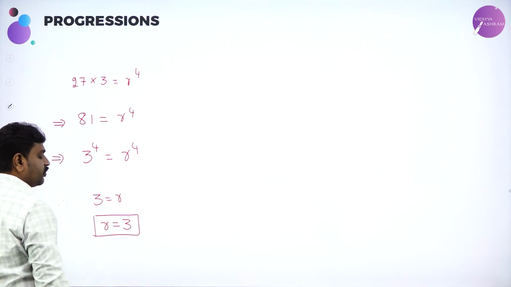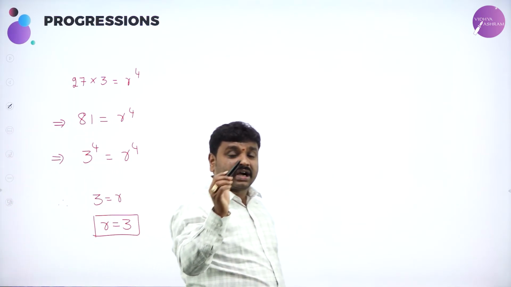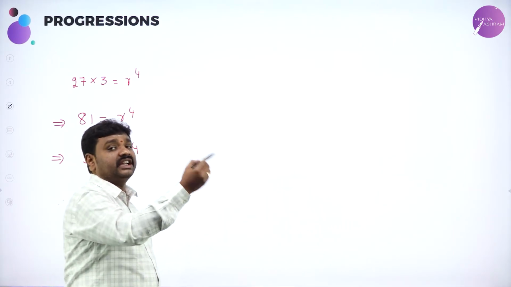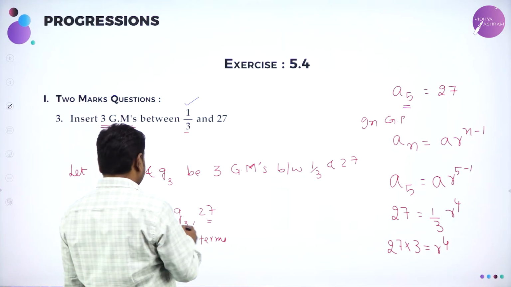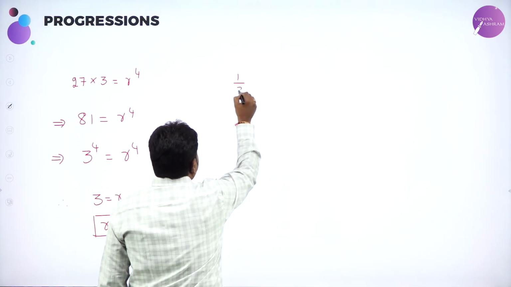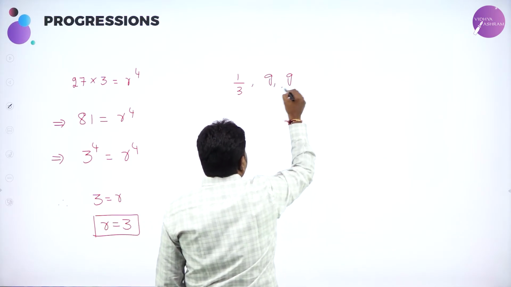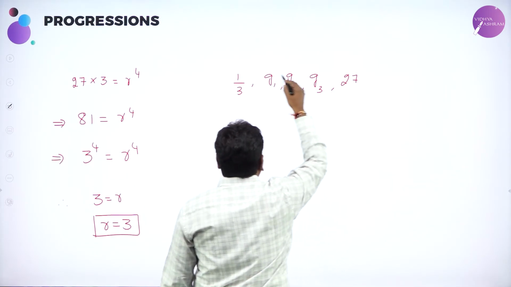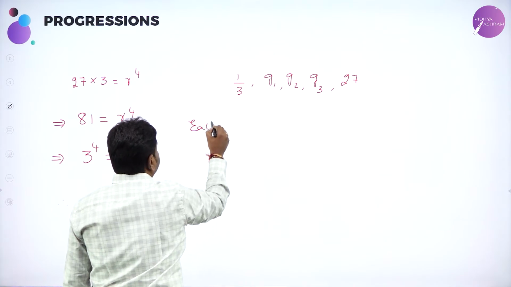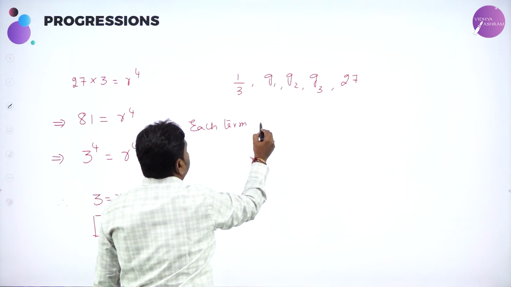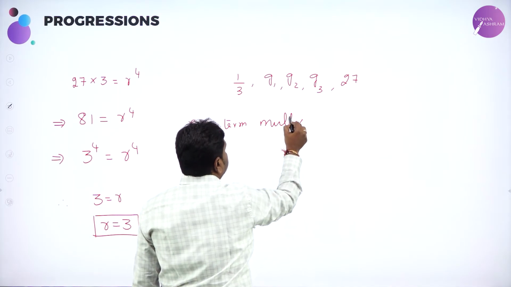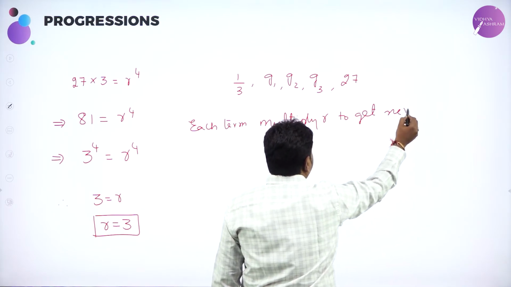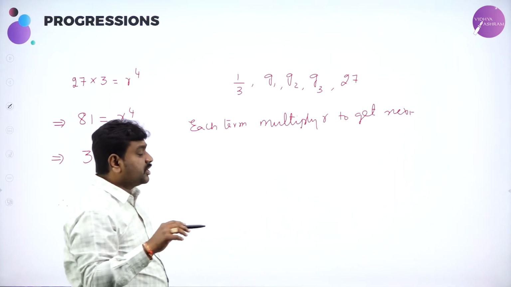See dear students, if you want geometric means, you multiply the common ratio to each term to get the next term. What should you do? Multiply r to each term to get the next term. So what is the sequence we have taken? 1 by 3, G1, G2, G3, and the last term they have given is 27. For each term, multiply the common ratio r to get the next term. See, if it is AP, we will add d. Because it is GP, multiply the common ratio.